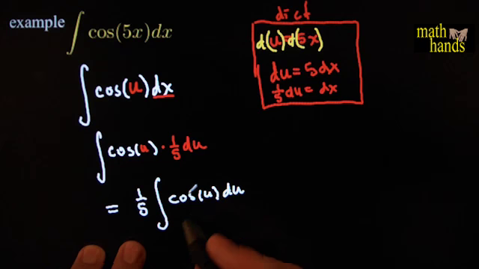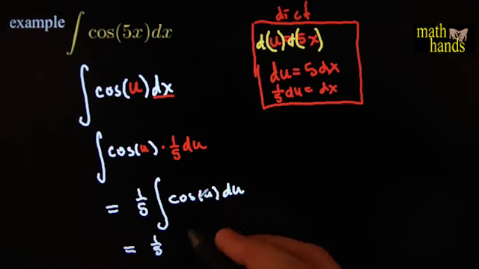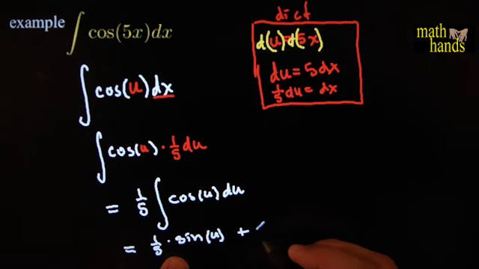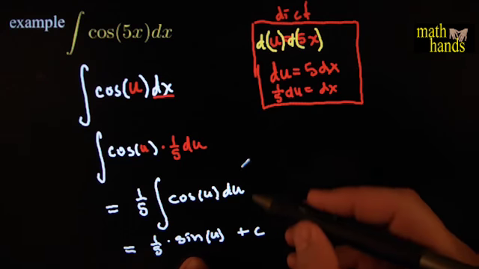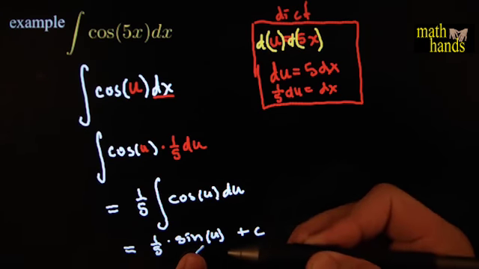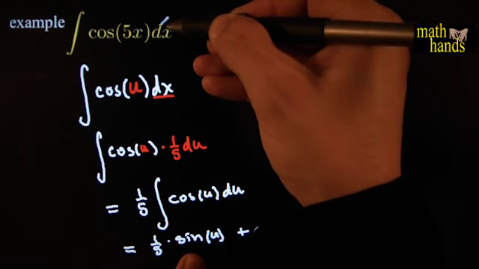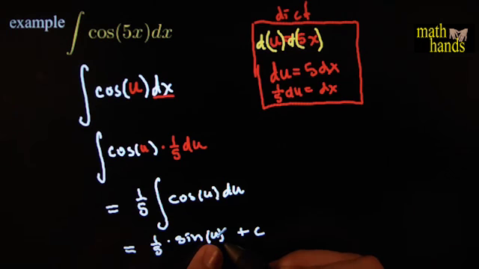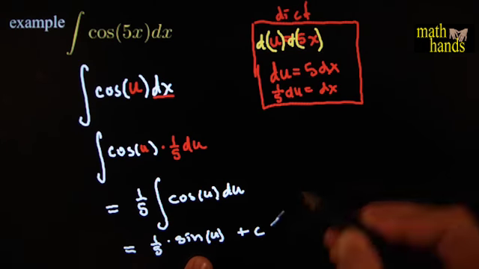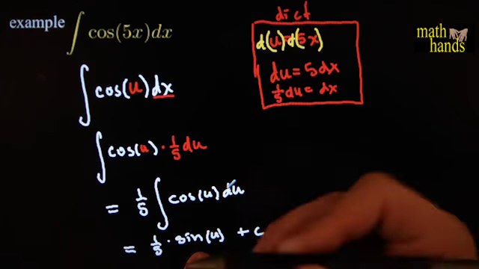So assuming that you're good with the basic ones, this would become 1/5. The antiderivative of cosine would be sine u plus a constant. Of course, it's customary to answer the question in the same language it was asked. The question was asked in x's. The answer we've provided here is an answer in u's. So it's customary to go back to the dictionary and change it back to x's.